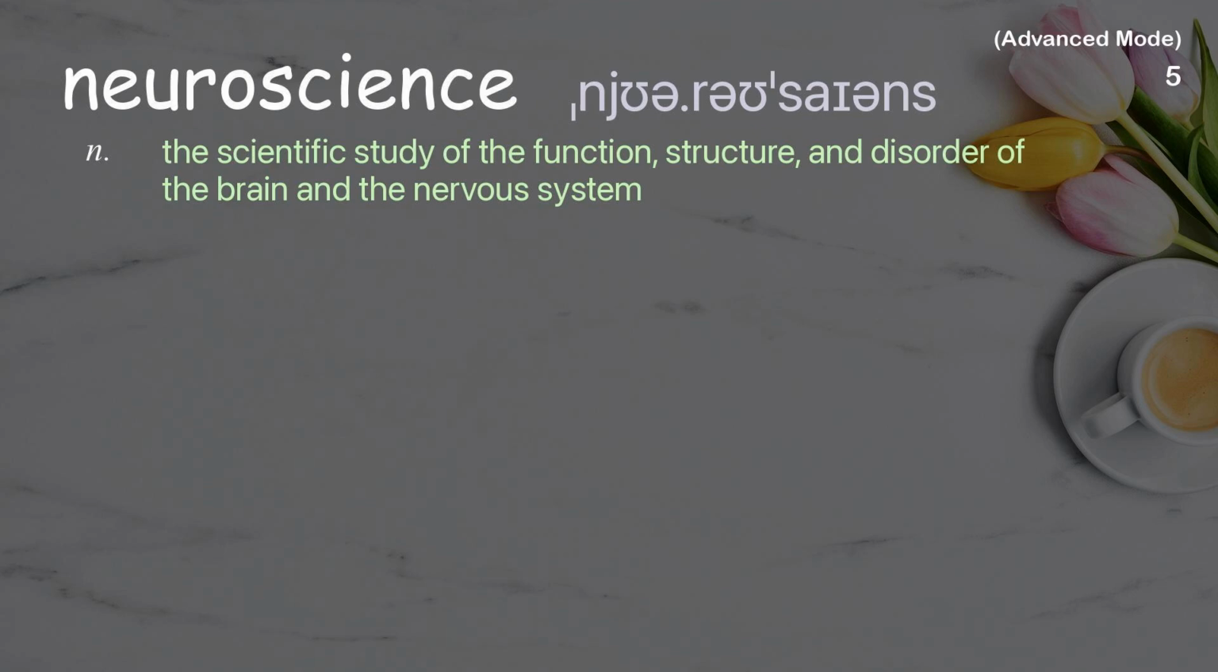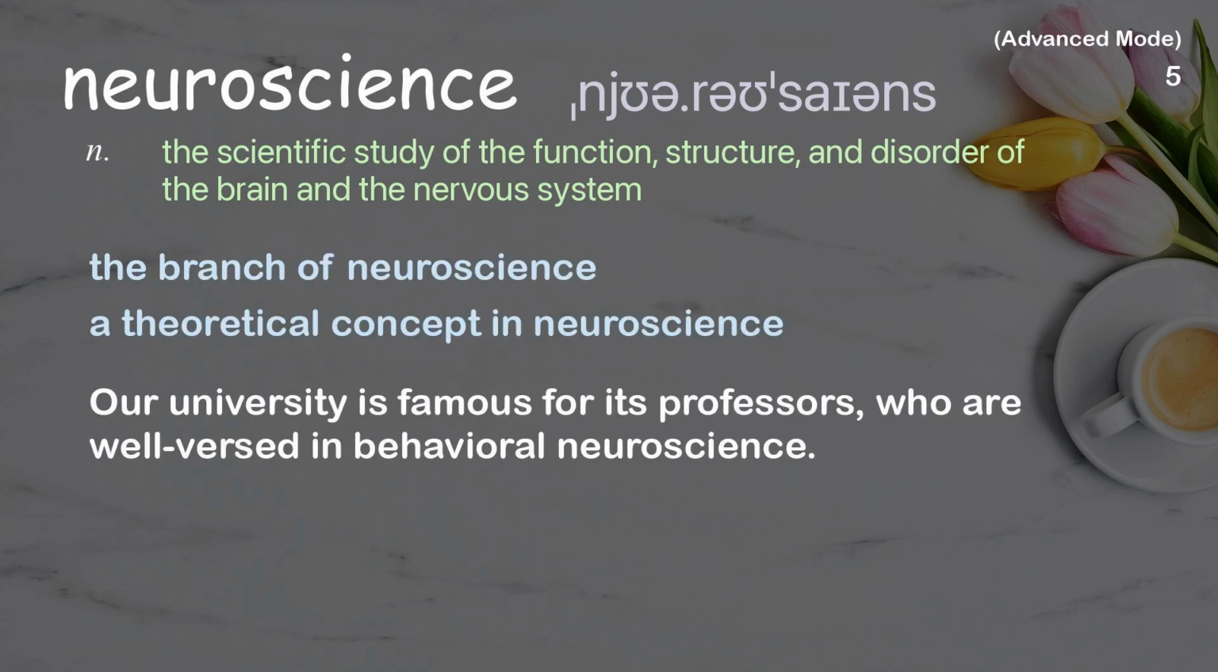Neuroscience. The scientific study of the function, structure, and disorder of the brain and the nervous system. Examples. The branch of neuroscience. A theoretical concept in neuroscience. Our university is famous for its professors, who are well-versed in behavioral neuroscience.